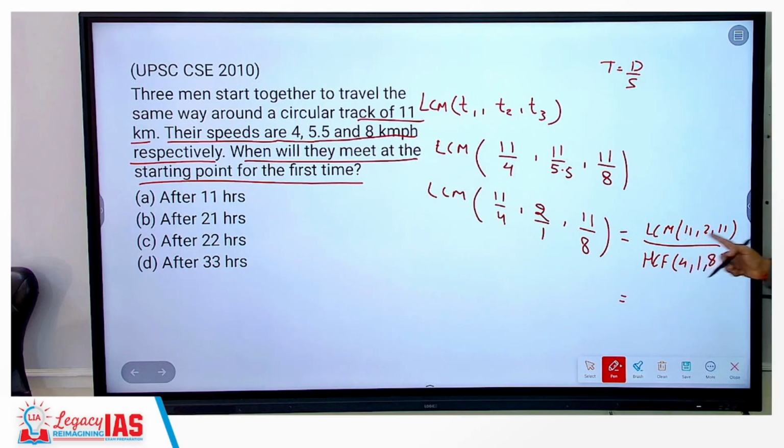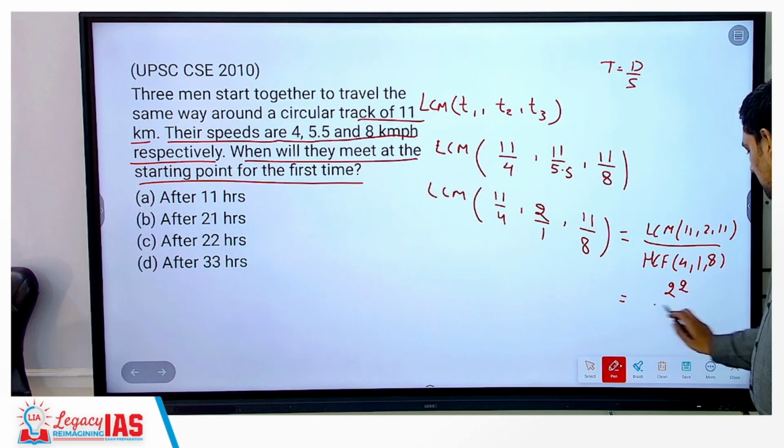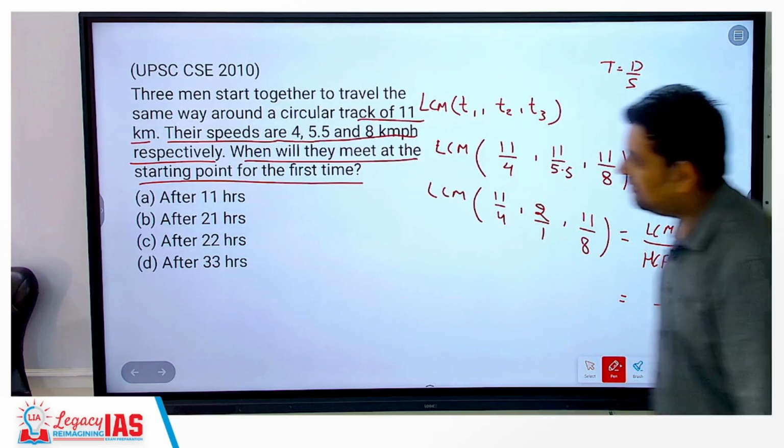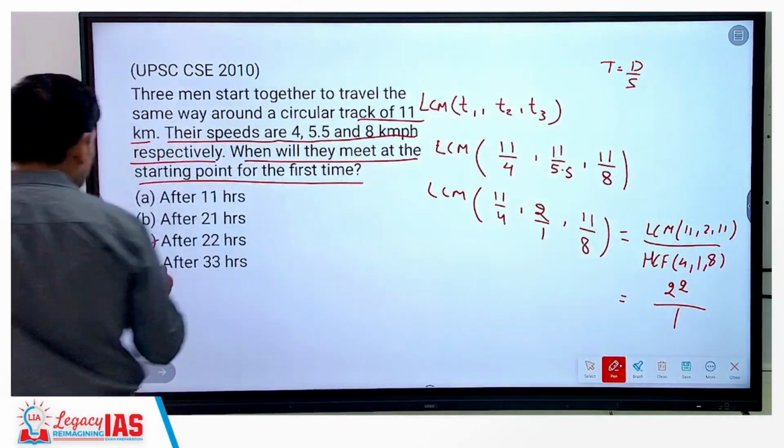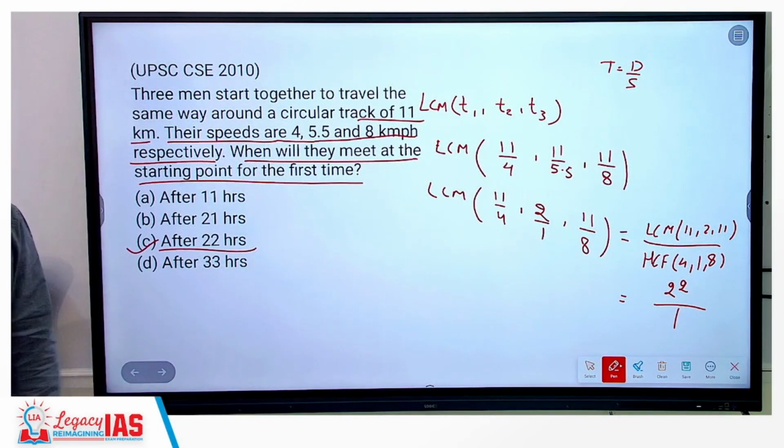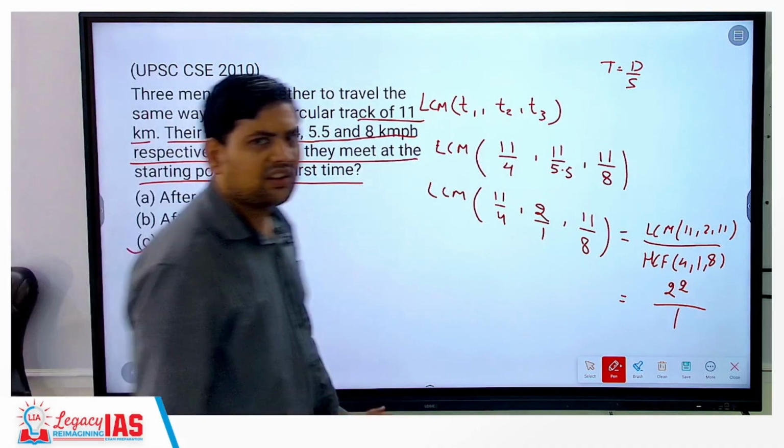So what you get? 11, 2 and 11. What is the LCM? LCM is 22. And 4, 1 and 8, what is the HCF? HCF is 1. So what answer you got? You got after 22 hours they will meet at the same point again.